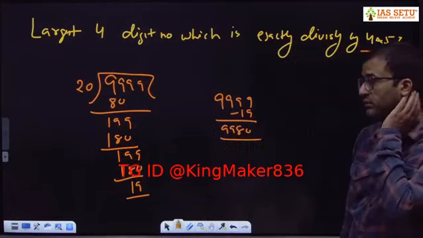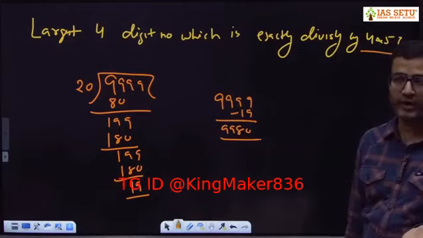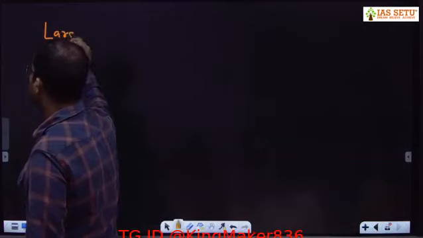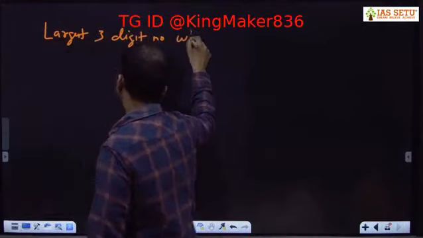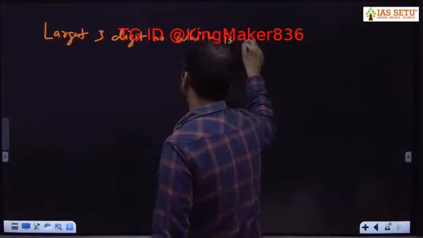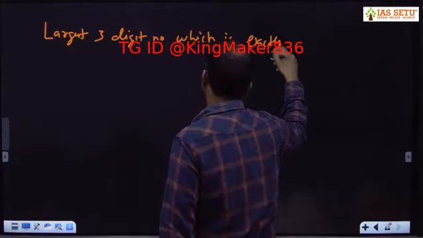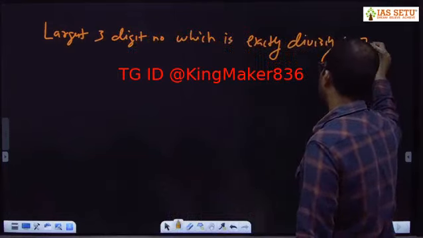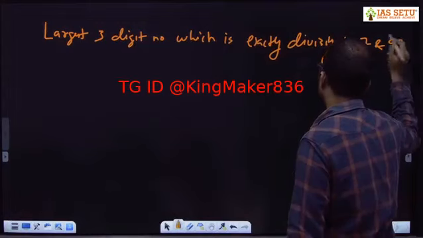Next question. Be careful about your calculation. The question will be easy, concept wise. Largest three-digit number. So you just check. I asked a three-digit number now. Largest three-digit number which is exactly divisible by 7 and 9.